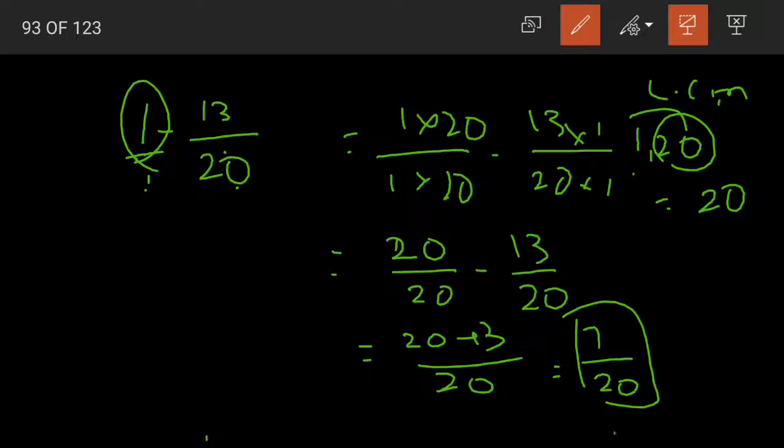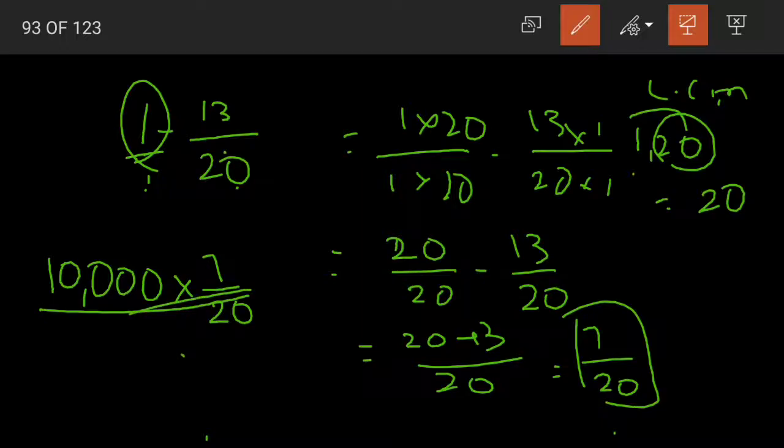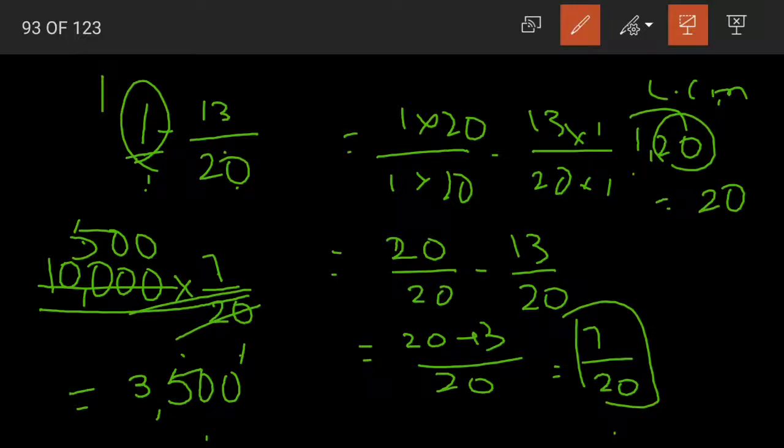But what is the actual whole? That is the actual money, 10,000. So from this 10,000, 10,000 into 7 divided by 20. 20 ones are 20, and 2500s are 10,000. 500 into 7 will give us 3,500 as the answer. So 3,500 rupees is left with Chitra.